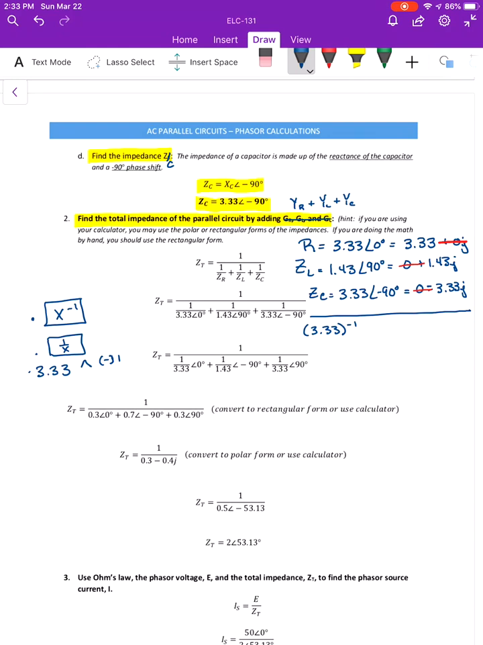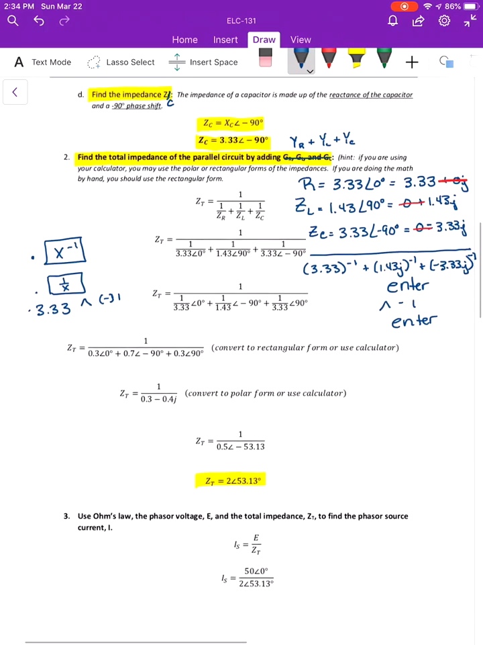Okay, so I would type 3.33 to the -1 plus my 1.43j to the -1, and put those in parentheses, plus my -3.33j for the capacitor to the -1. Then I would hit enter, and then raise this to the -1 again, and hit enter again. And that should give you your total impedance of 2 at 53.13 degrees. If it gives you that in rectangular form, you might want to convert it to polar form so that we can then apply Ohm's law.